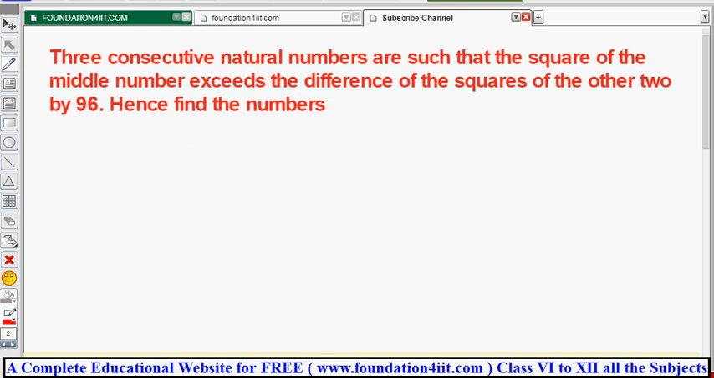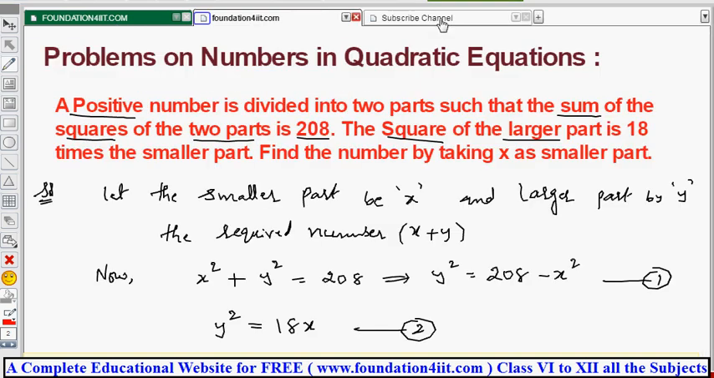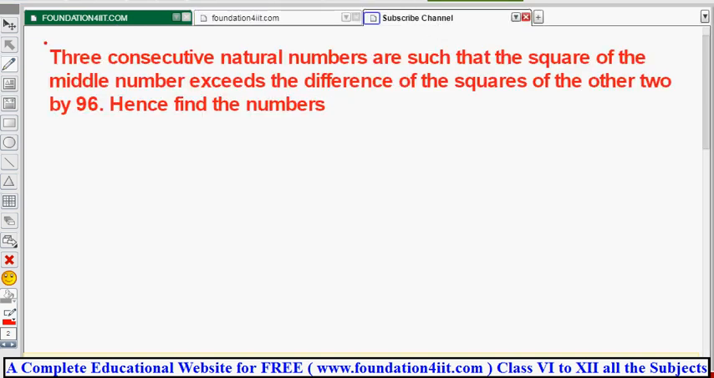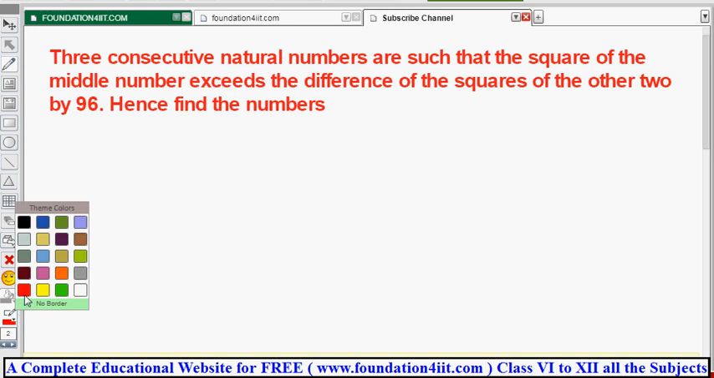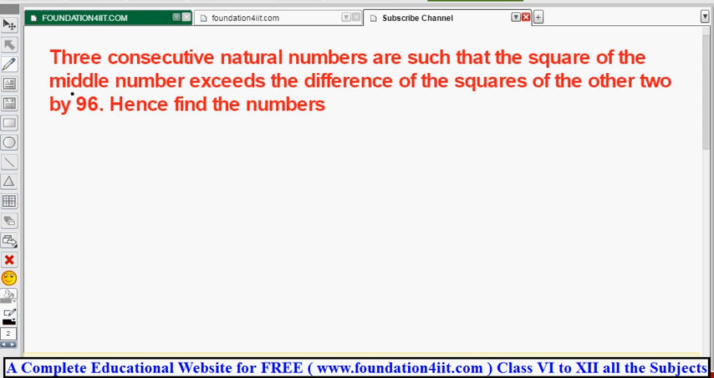Let us see one more problem from the same topic. So the problems are on numbers in quadratic equations. Let us see this. When you come to this problem, see the conditions and statements properly, and we can make them into number form. Three consecutive natural numbers. Consecutive means just side by side. If it is 3, after 3 next is 4, then 5.